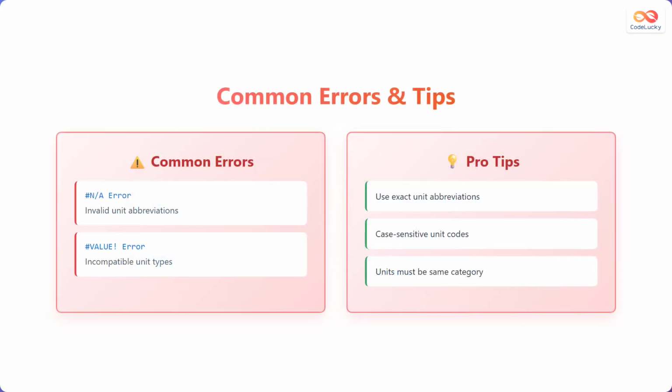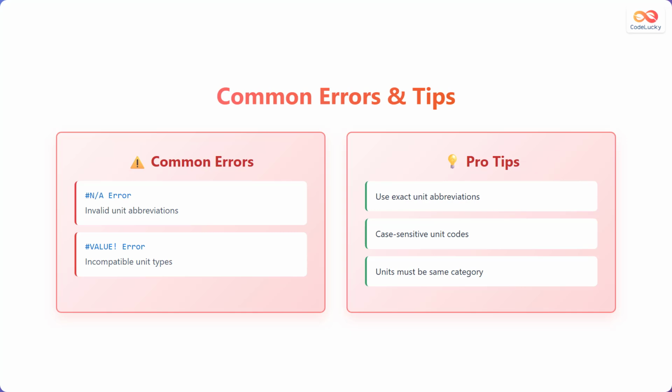Like any Excel function, convert can throw errors if used incorrectly. A common error is the #N/A error, which usually means there's an invalid unit abbreviation. Another common error is the #VALUE error, which indicates that you're trying to convert between incompatible unit types, like trying to convert meters to kilograms.